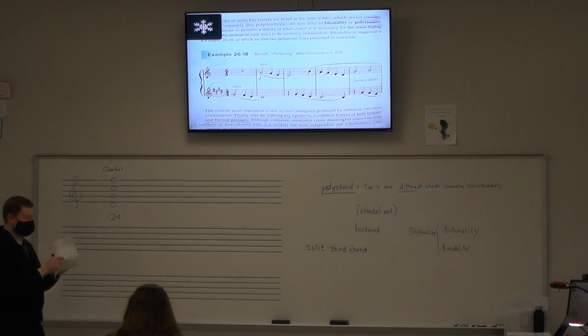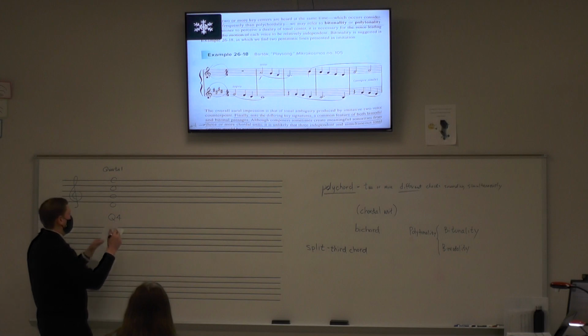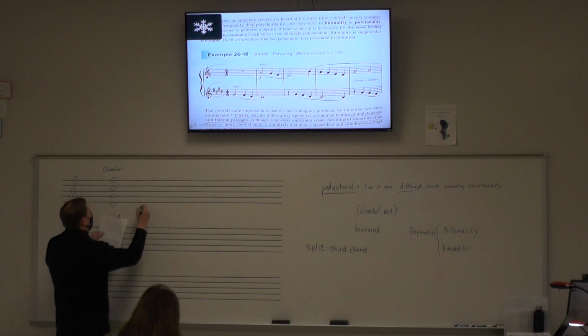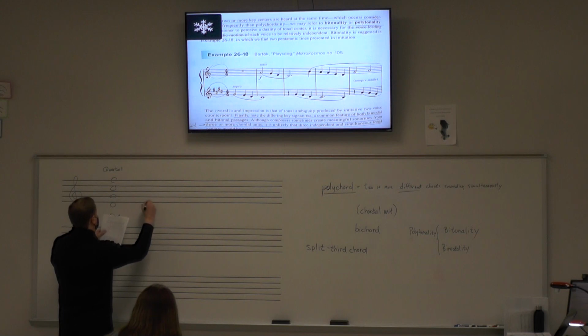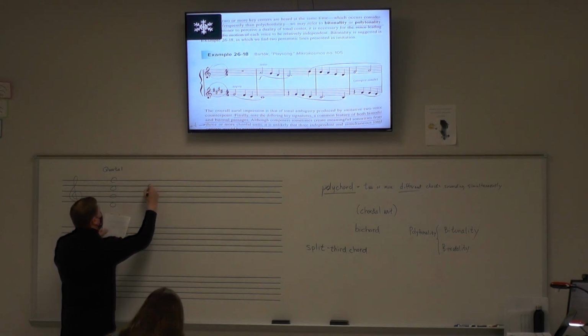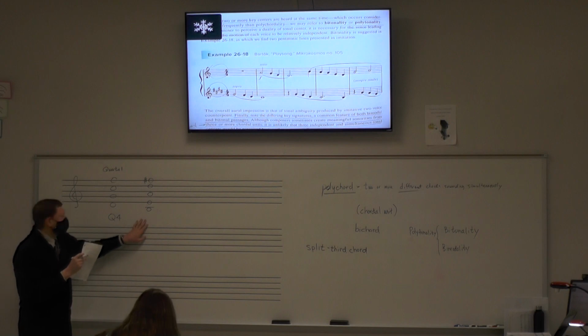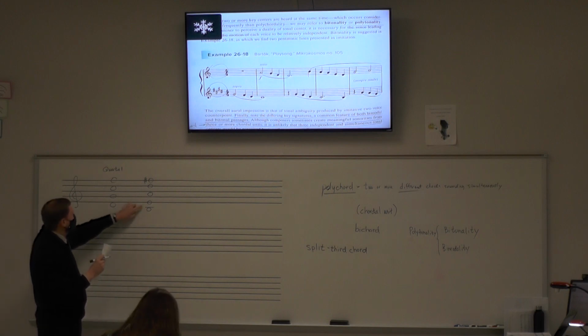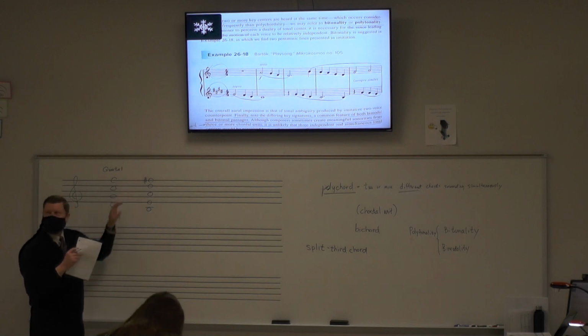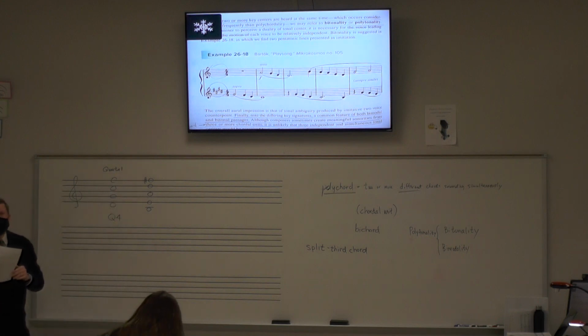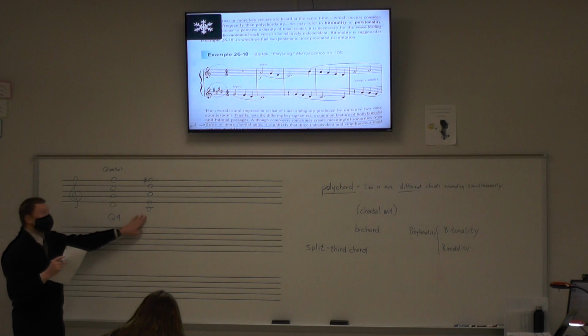Okay, let me give you another example. How about this one? Okay, now you might look at this structure and say, well, I don't know, it looks like it's built mostly of stacked fourths, but then there's this third up here. What on earth is this?